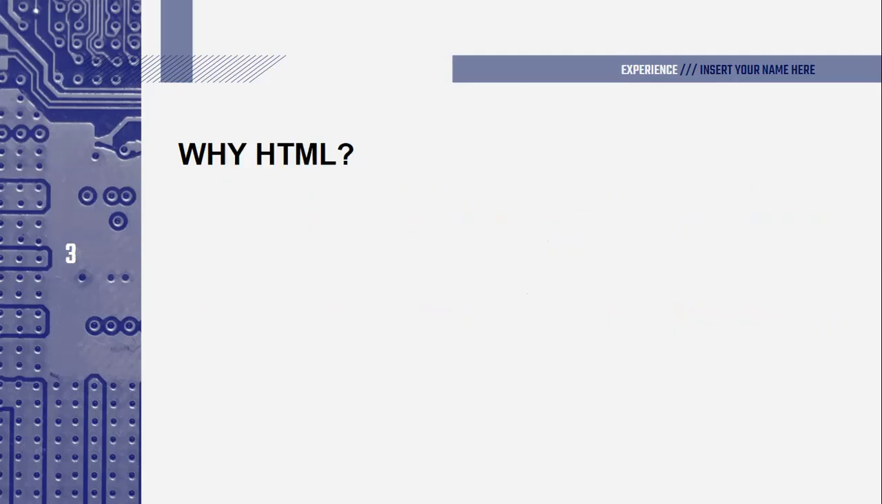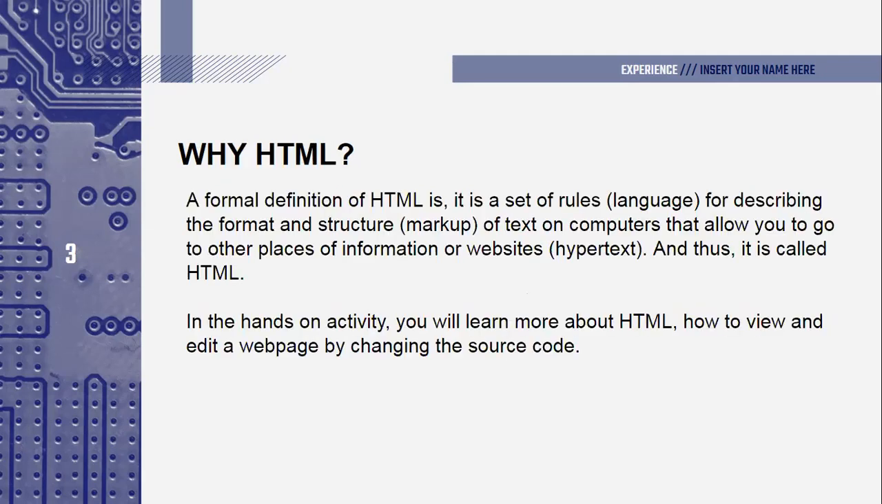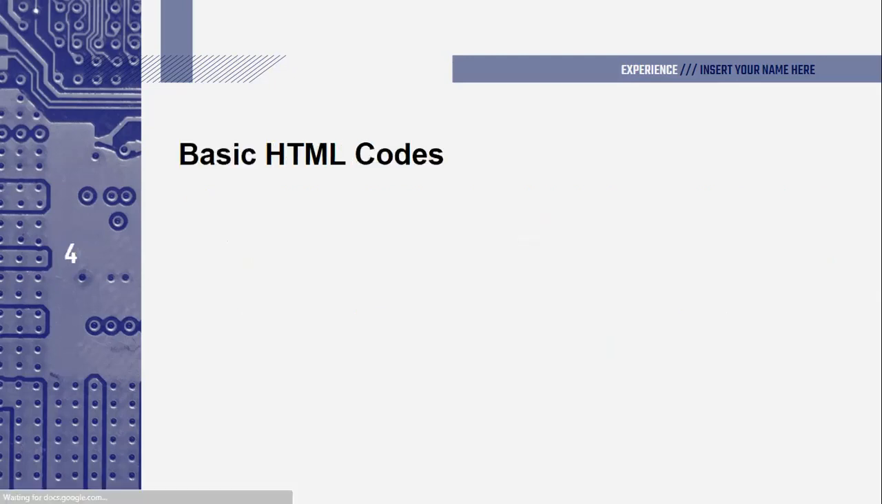Now, what is HTML? A formal definition of HTML is that it is a set of rules or language for describing the format and structure of text on computers that allows you to go to other places of information or websites, and thus it is called HTML. In our hands-on activity, you will learn more about HTML, how to view and edit a web page by changing its source code.